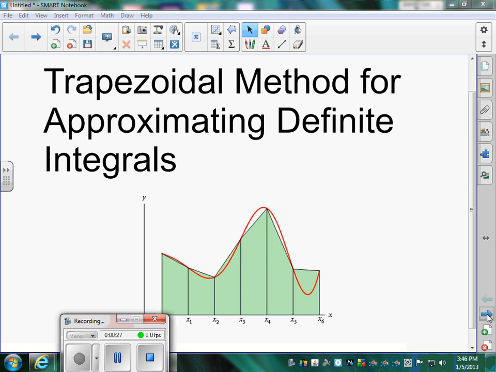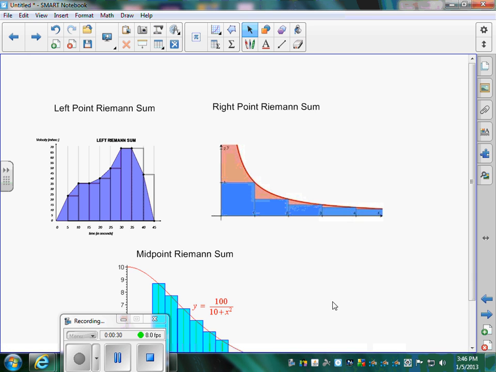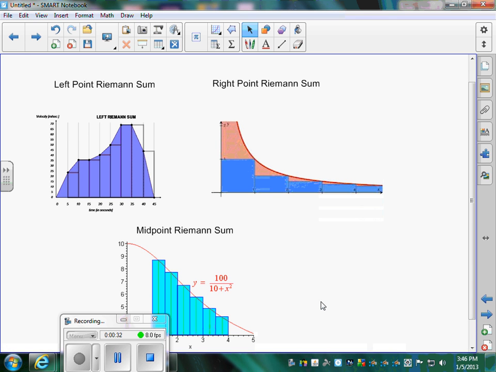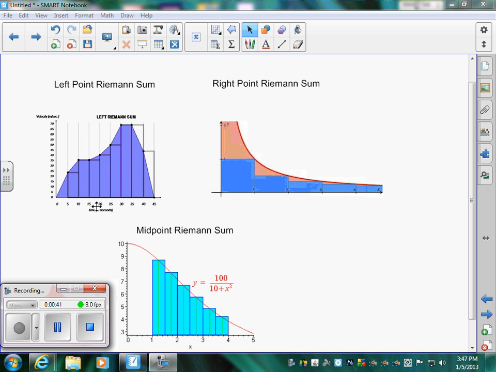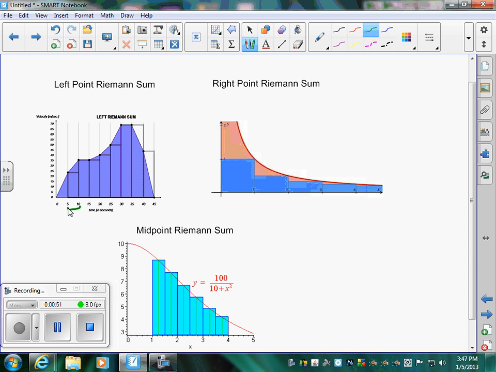Just as a quick review, let's take a second and go back and look at our left point Riemann sums, our right point Riemann sums, and our midpoint Riemann sums. Remember what those would look like. If we did the left point Riemann sum, we were going to pick 2 points, in this first case from 5 to 10. Since 5 is farther to the left than 10, we use the height at that value to determine the height of each one of our rectangles.